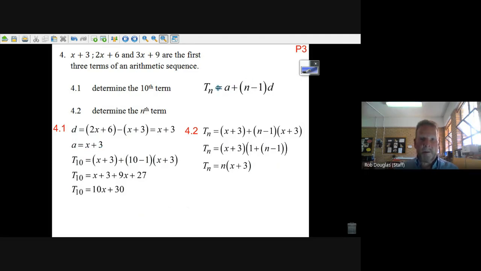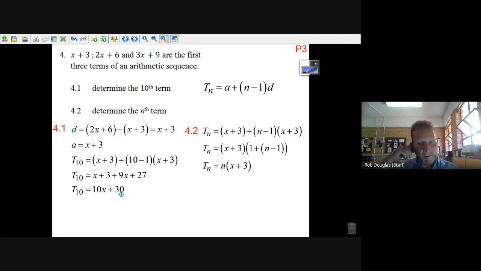And now all we do is go to the general term for an arithmetic sequence. Instead of a, we rub it out and we put x plus 3. And instead of n, it's 10 because it's the 10th term. So we go 10 minus 1. And instead of d, we put x plus 3 because d is x plus 3. And then we just multiply this out. 10 minus 1 is 9. 9 times x is 9x. 9 times 3 is 27. The x and the 9x make 10x. The 3 and the 27 make 30. And there's the 10th term.